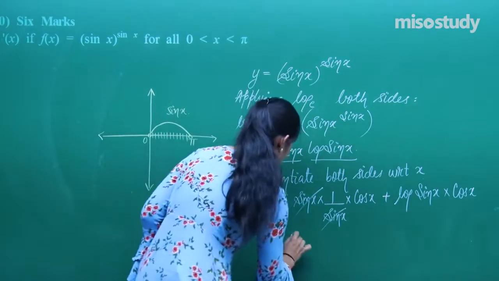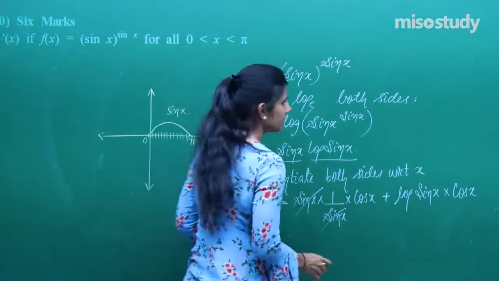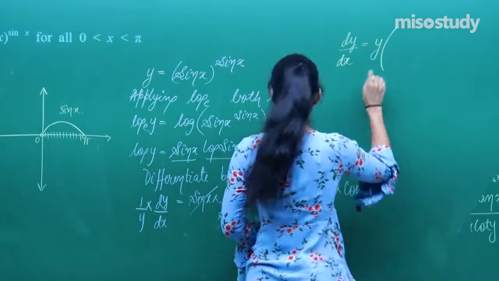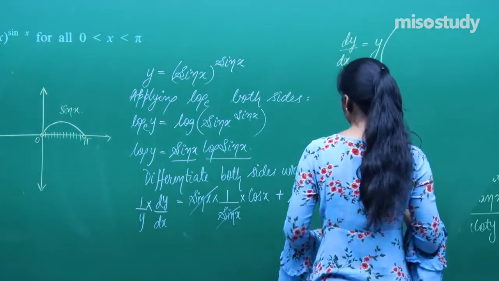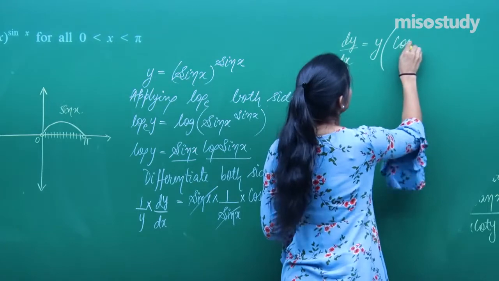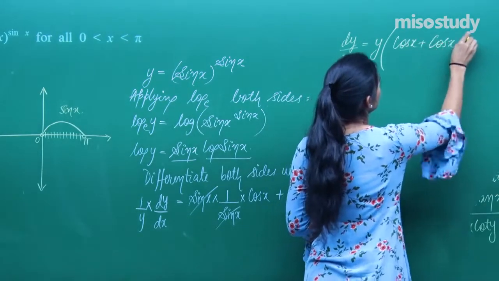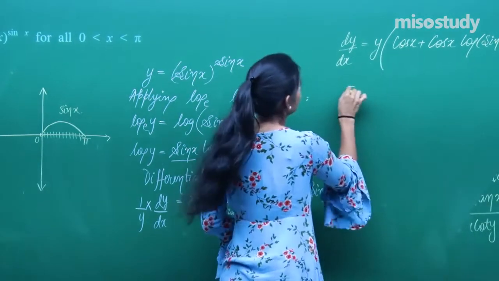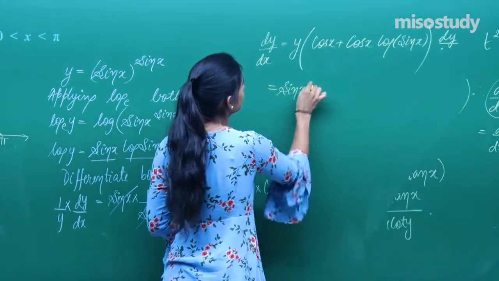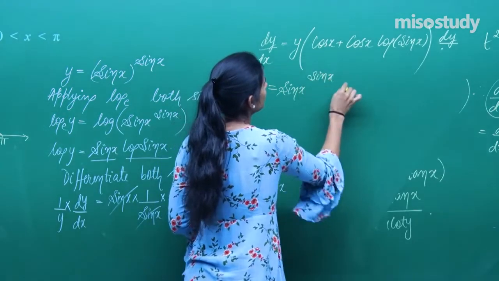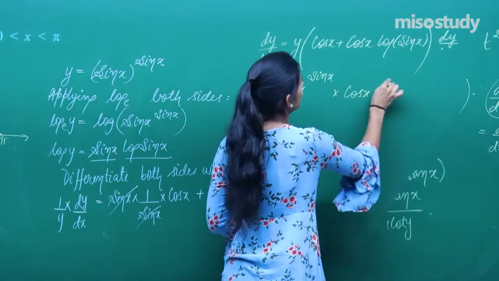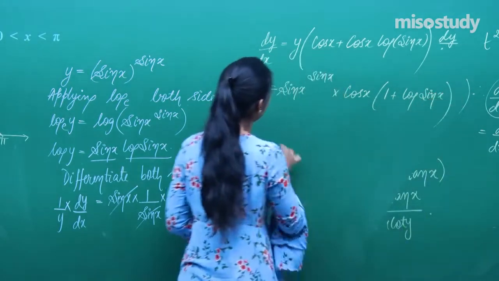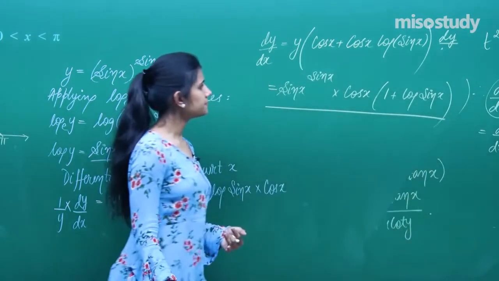So I am left with what? dy by dx. Let me write it over here. dy by dx therefore is equal to y times cos x plus cos x into log sin x. y is what? sin x to the power sin x. Cos x comes out common. Inside you have 1 plus log sin x. And this is your final answer.